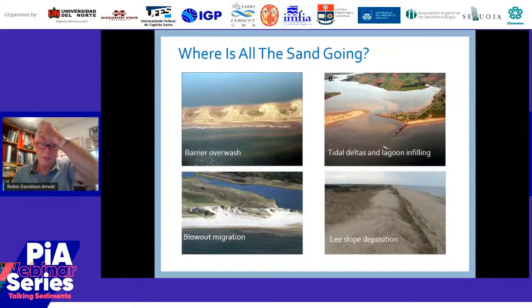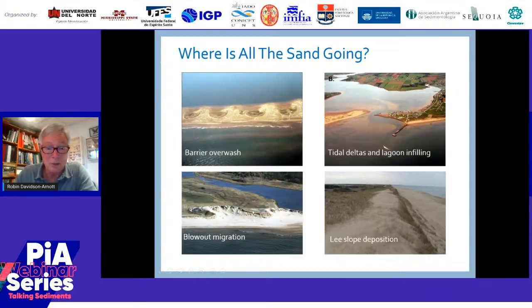And here's just some pictures showing some of that. So here is a barrier overwash. This is in Prince Edward Island. These are all from Prince Edward Island. So there's areas of overwash in between small areas of sand dune. There are tidal deltas, ebb and flood tidal deltas, moving sand into the lagoons and into the estuaries.